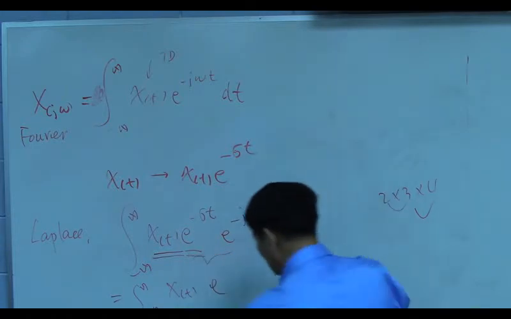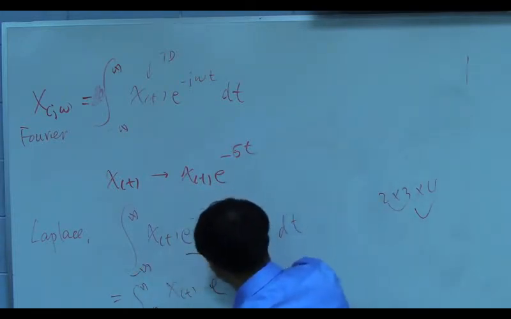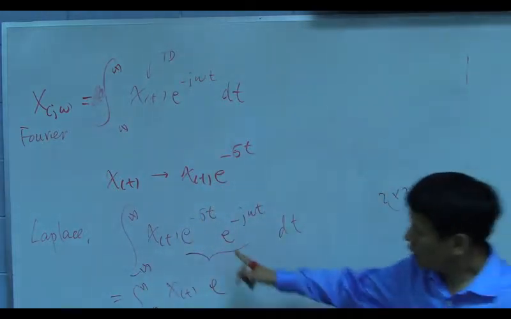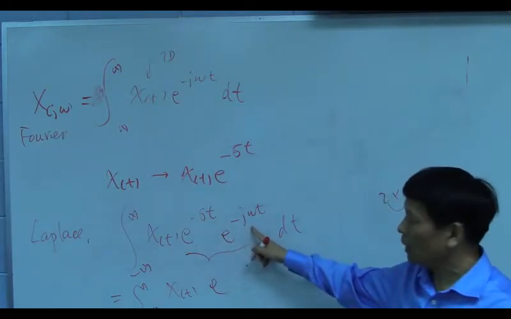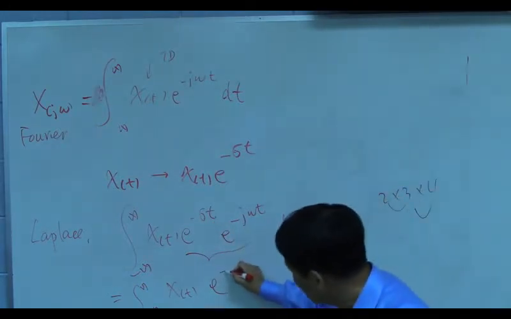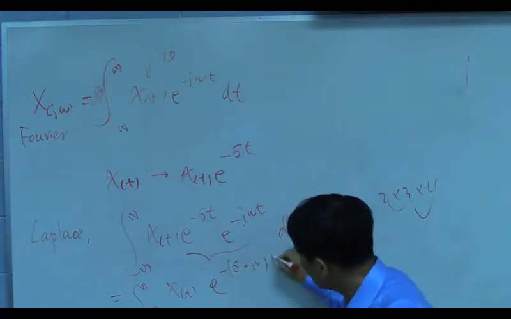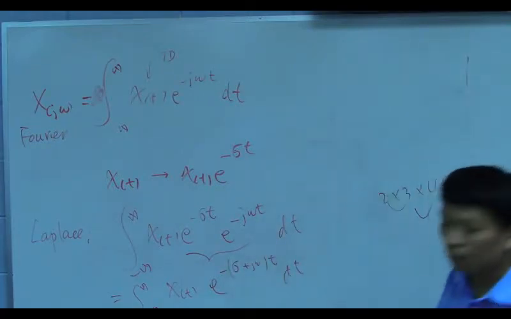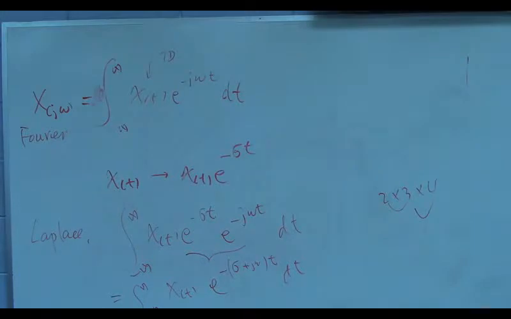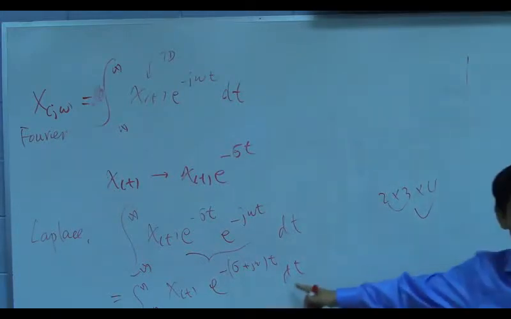So instead of this 2, I will do this 2 first. e to the negative sigma t, e to the negative j omega t will be equal to e to the negative sigma plus j omega, then times t, then dt. That's nothing, just mathematical manipulation.